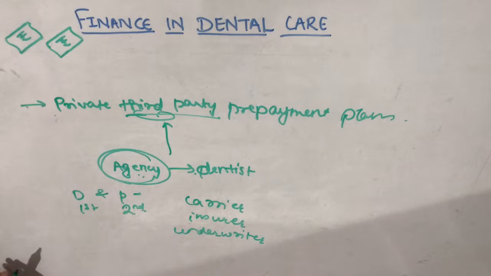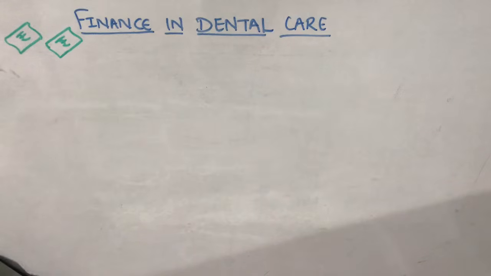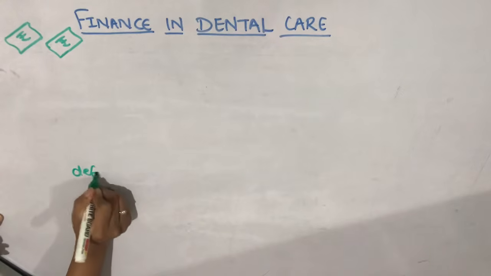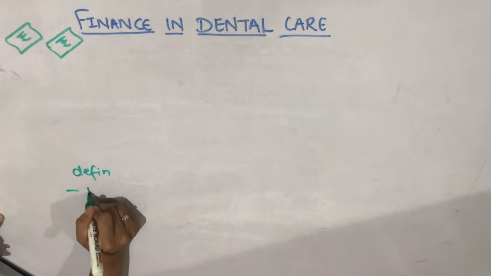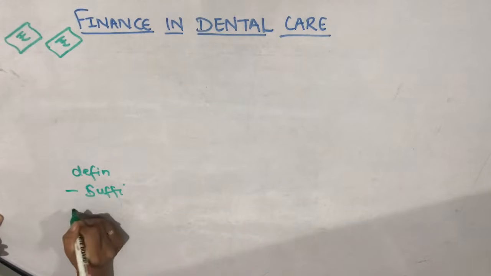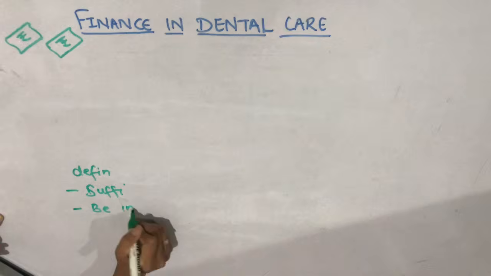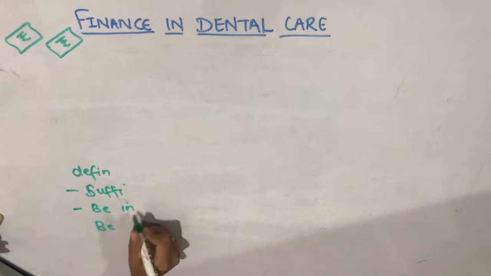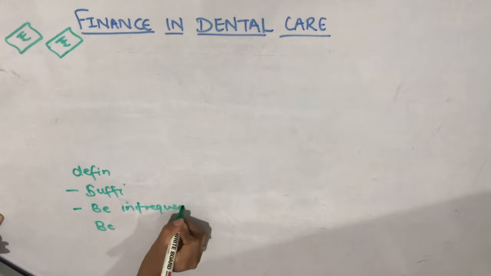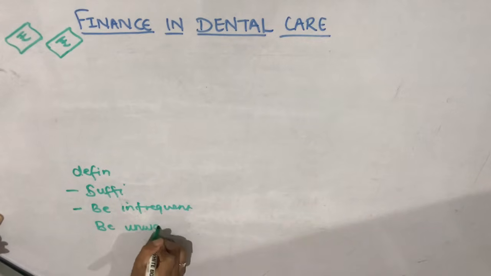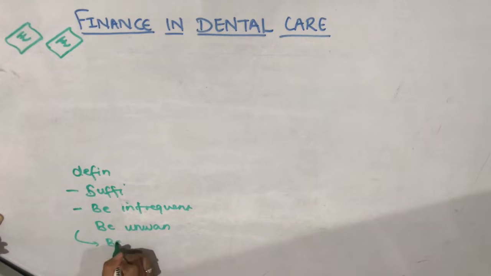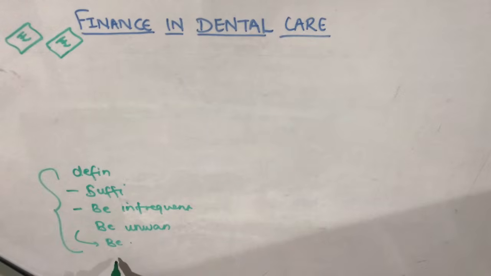What are the insurance principles and dental care? To be insurable, a risk must be definable, it should be of sufficient magnitude, it should be infrequent, it should be of unwanted nature, and it should be beyond the control of the individual. All health insurance violates some of these principles, since illnesses are not predictable for the individual and healthcare is usually a wanted service.